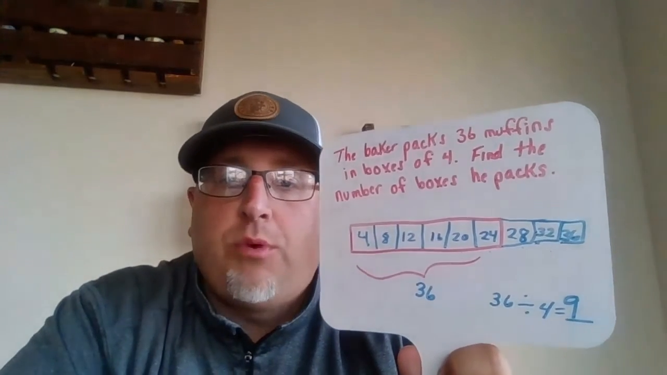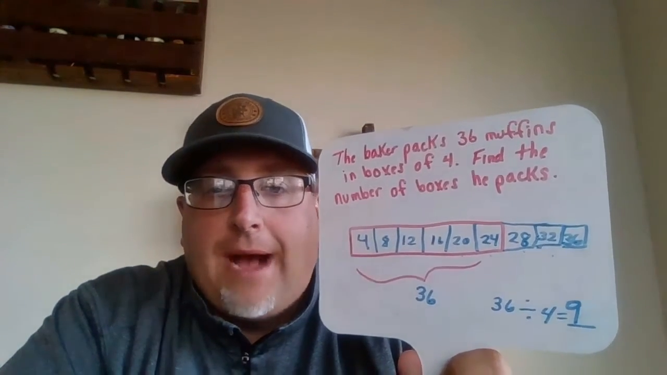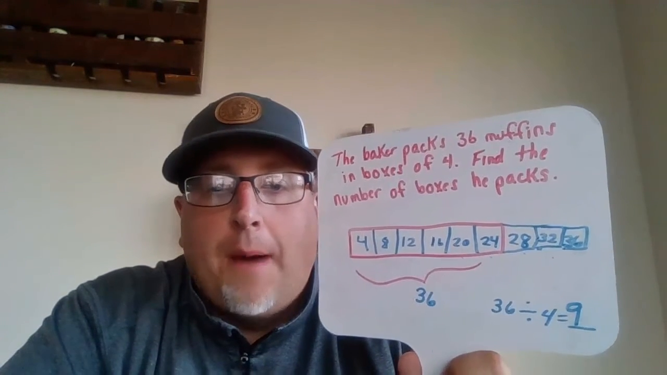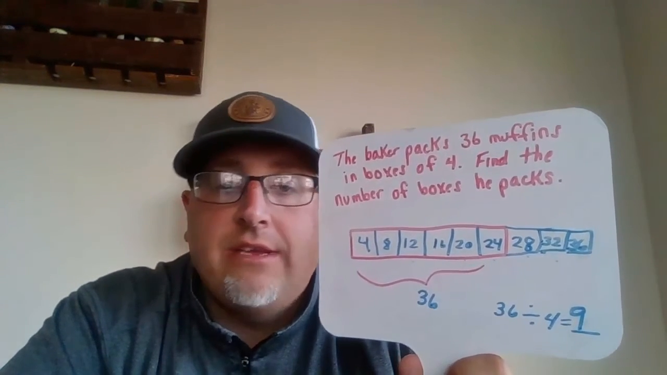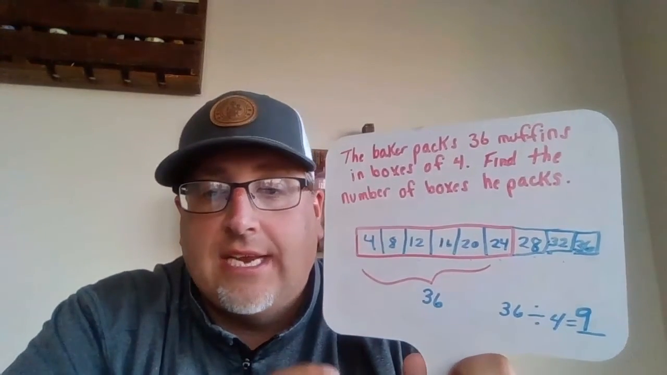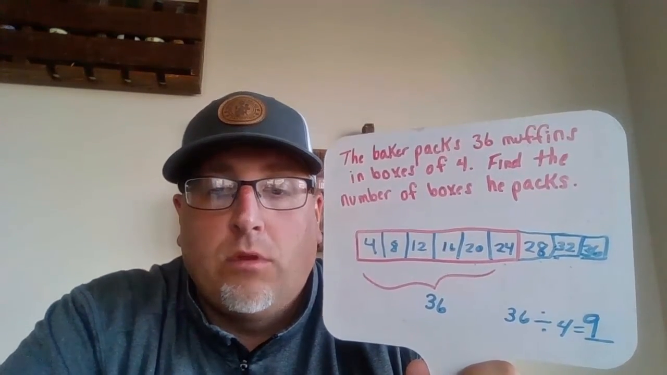So we used the problem up top. The baker packs 36 muffins in boxes of 4. How many boxes did he have to pack up? He had to pack up 9 to get those all evenly distributed. So 36 divided by 4 equals 9. So there you go, 2 different problems. The second one was a little bit easier because we knew what we were looking for. We knew we were counting by 4s, and we worked that through.